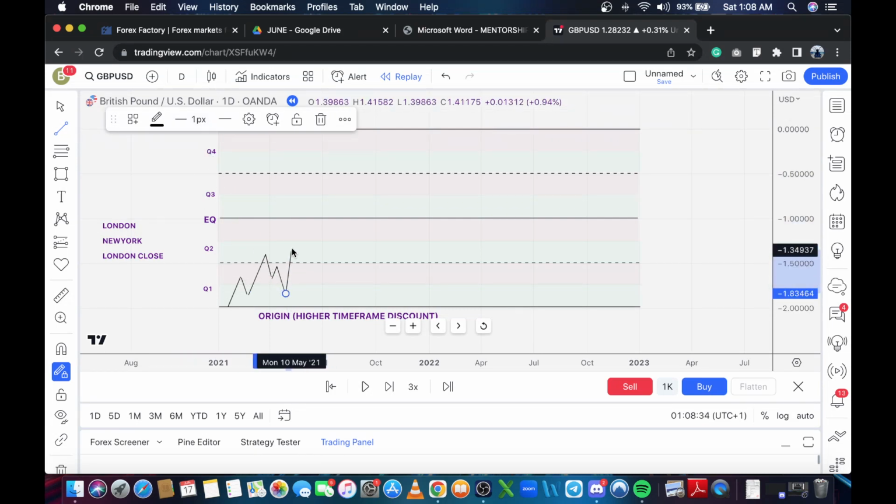Now the market gets up into the premium of quarter two. Do you go in here looking for buys? No. Why? It is at the premium of quarter two. Don't go in there looking for buys at the premium of quarter two.